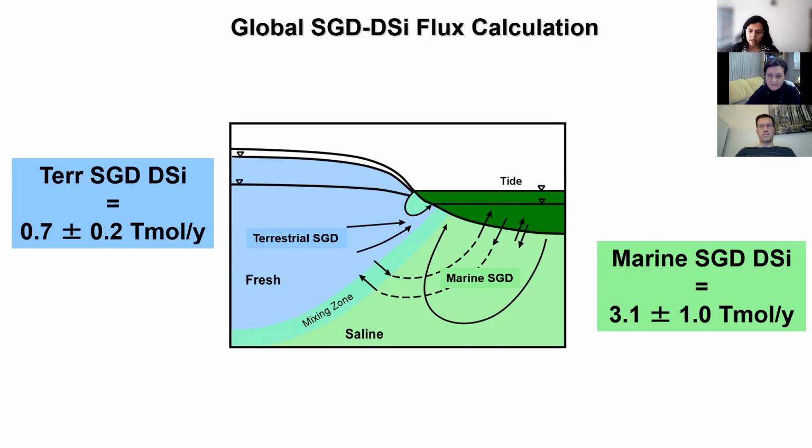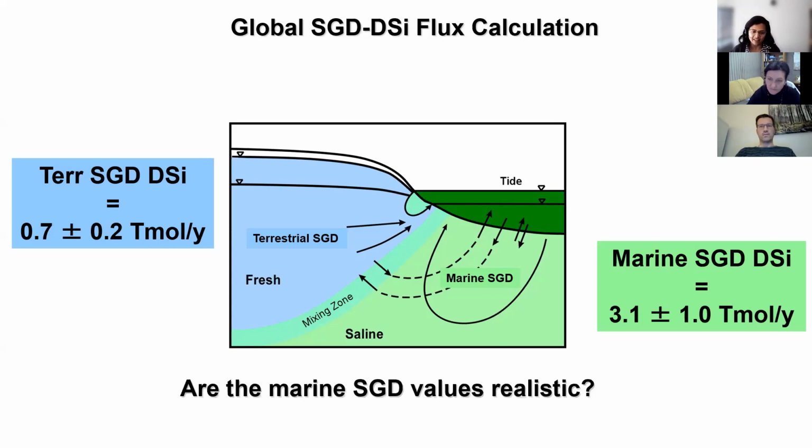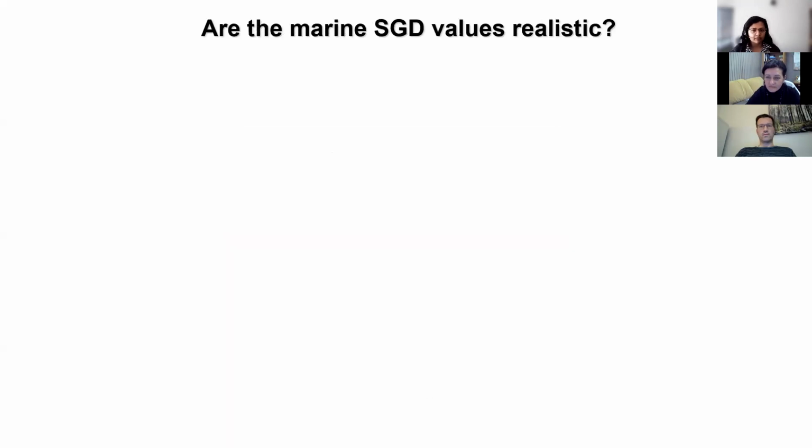And I want to remind you that we constrained our study only to the shallow coastal zone, the proximal coastal zone, only in 50 meters water depth. We did not look at deeper flow paths. So this was a huge revelation for us. We were like, this is going to change things up a lot. But first, we needed to go through some calculations. Are these values realistic? Can they be supported with any other data?